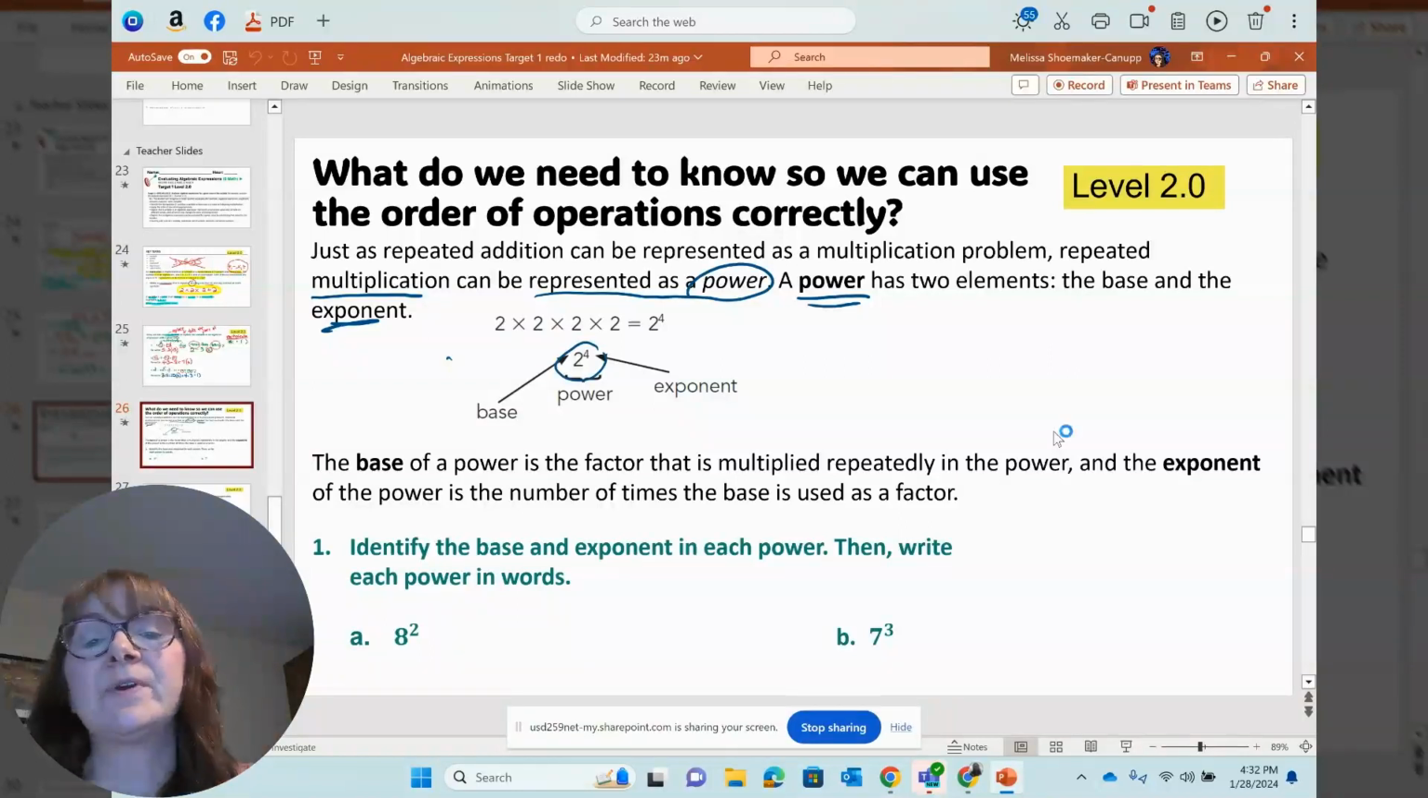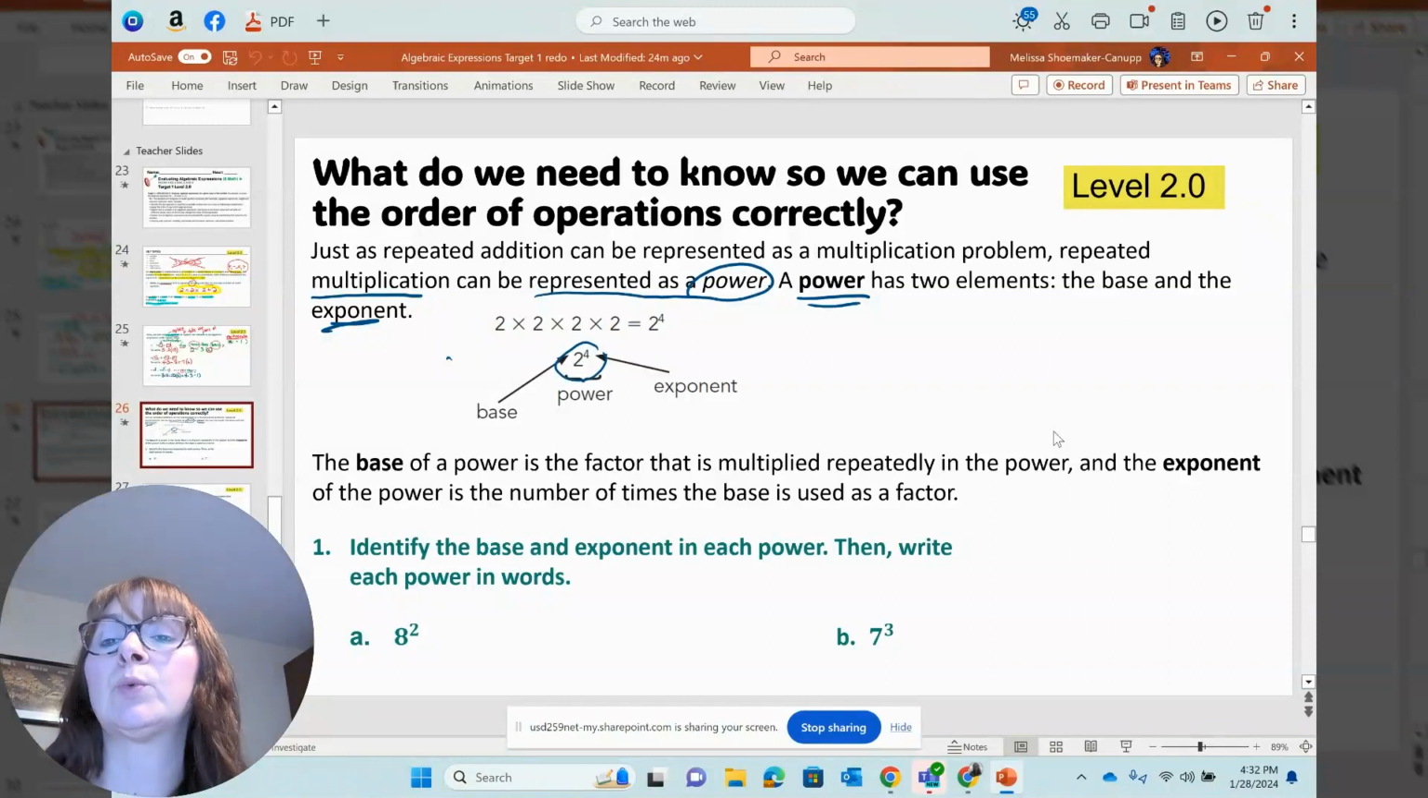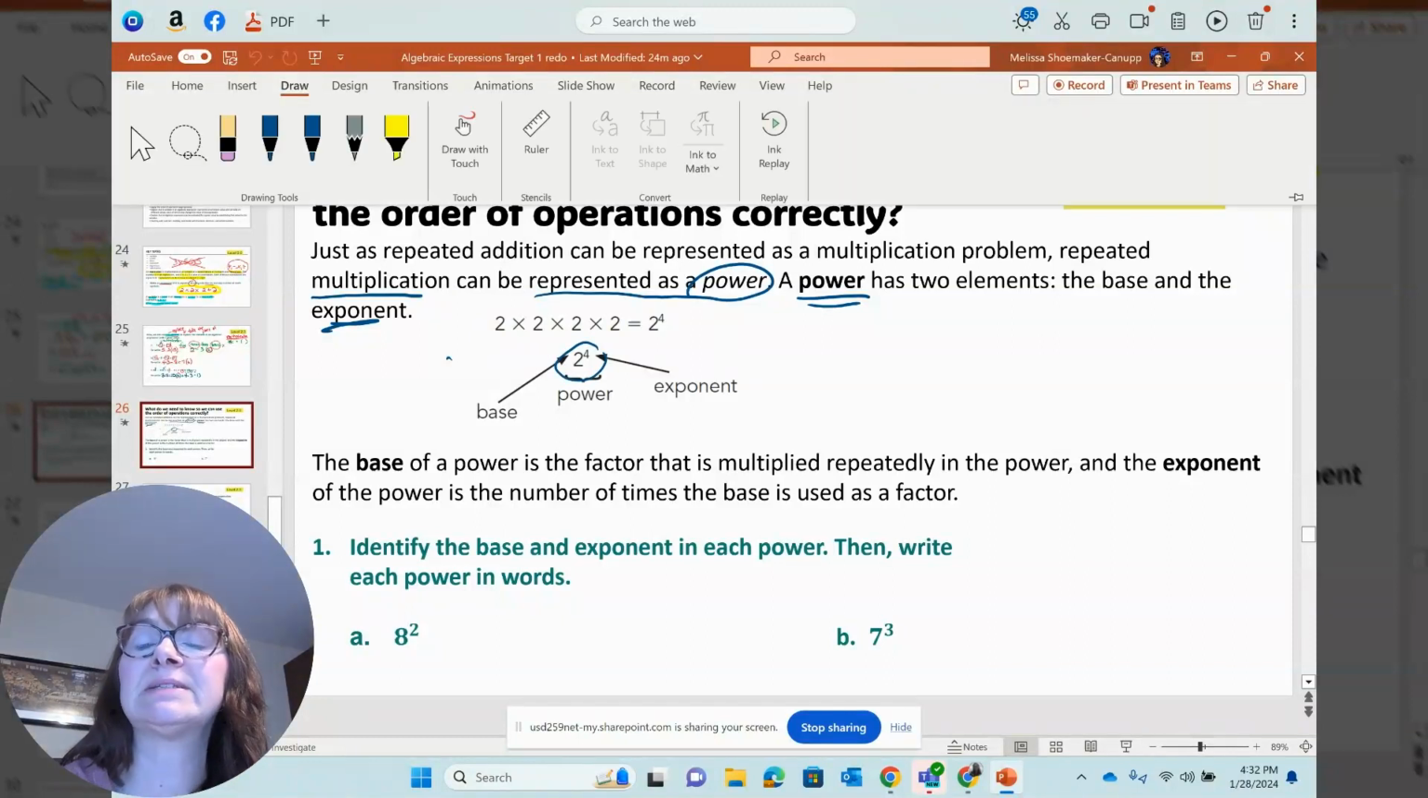This video is going to talk about a few more vocabulary words. This might feel familiar to you. It's something that you probably have learned. So this is going to be a pretty quick review just to make sure that we don't make any mistakes when we talk about order of operations.